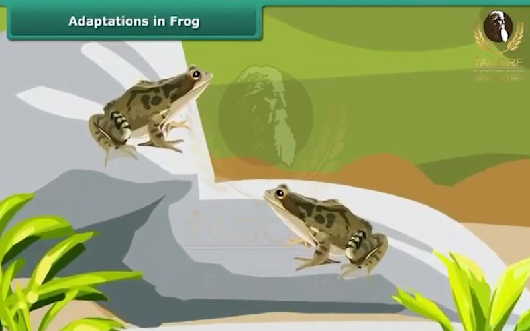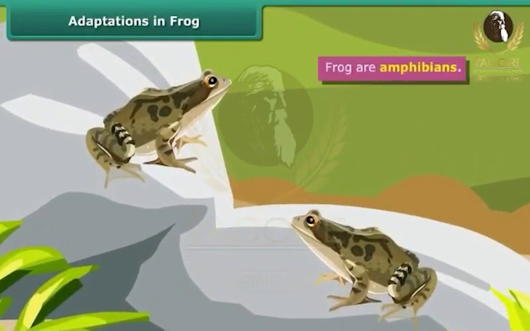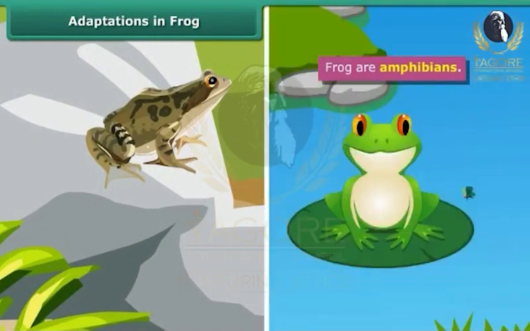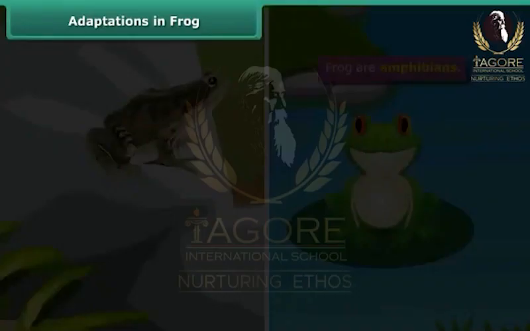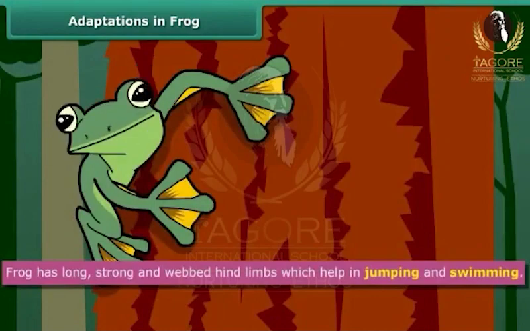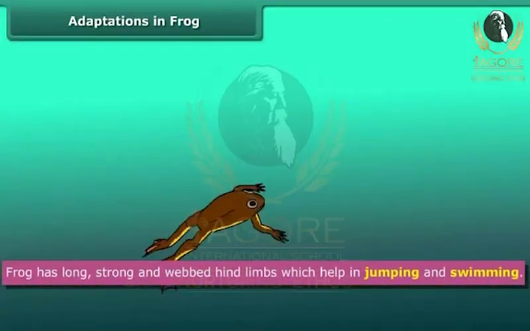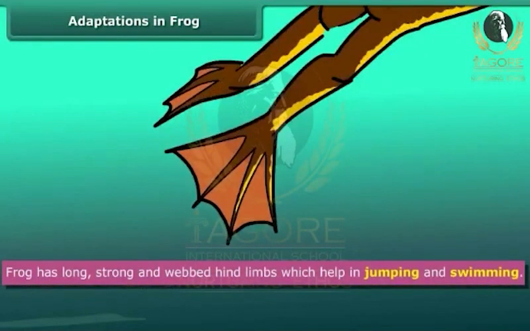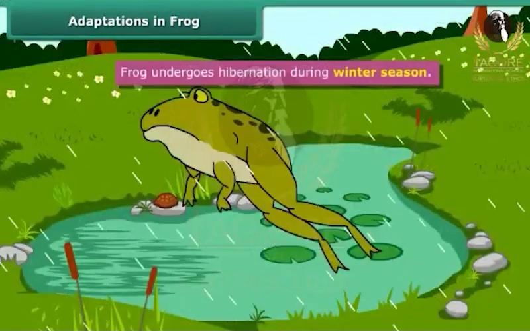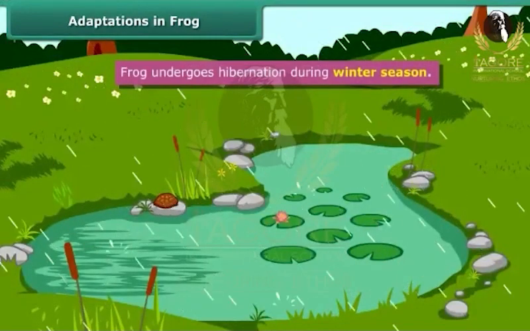Students, we all know that frogs are amphibians. They can live both on land and in water. So they have specially developed features that allow them to live both on land and in water. Frog has long, strong and webbed hind limbs that help in jumping and swimming. Frog undergoes hibernation during winter season.